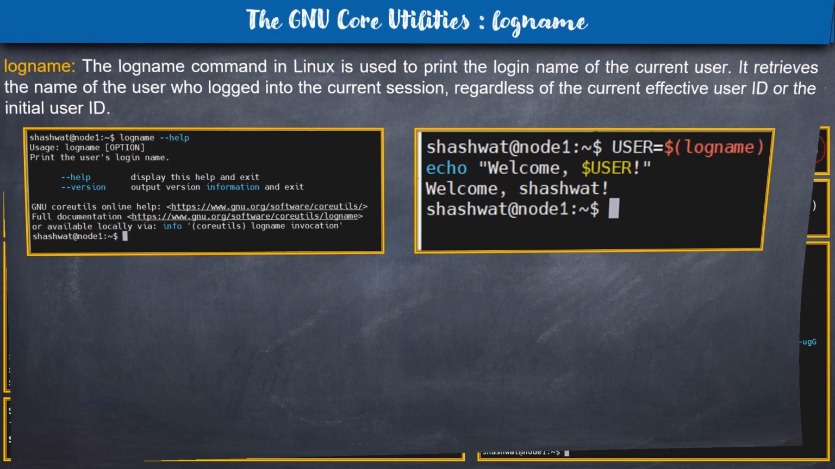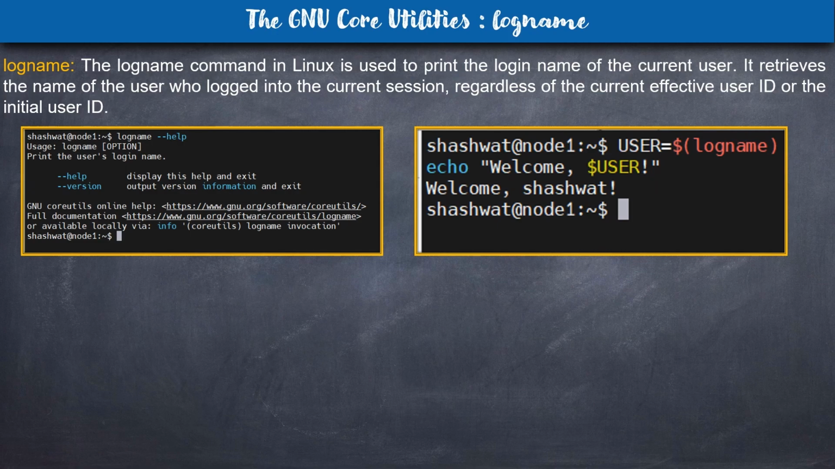The next command is logname. The logname command in Linux is used to print the login name of the current user. Basically, whoami and logname are two different commands. whoami also shows the current user, and logname is another command which serves the same purpose. It displays the current username. If you see logname --help, there are only two options, help and version. Here username equals logname, so it prints welcome Shashwat. The current user is Shashwat, so it's showing that. If you just give this command, it will show Shashwat, the current username. I'm just assigning it to a variable and printing that. So if you want to see the current username, you can use this or whoami.